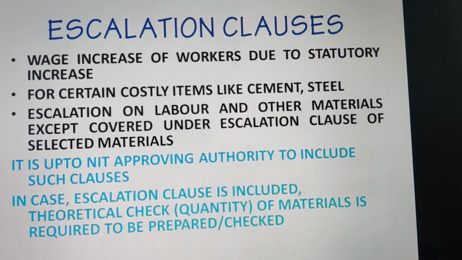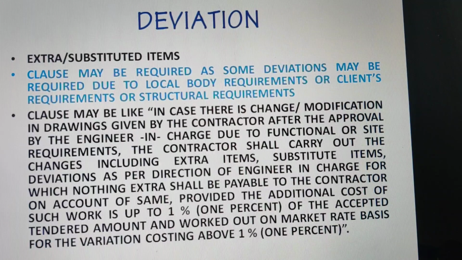Now, for escalation clauses, there are three types of escalation. One is wage increase of the workers. Second is escalation of certain costly items like cement and steel. Third is escalation on all other materials and labor, POL, etc. This is to be decided by the tender inviting authority whether they want to include such clauses or not. In case an escalation clause is included, the theoretical quantity of materials used in the work may be required to be prepared and checked. Now let us talk about the deviations.